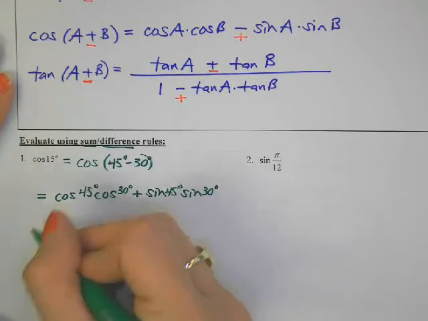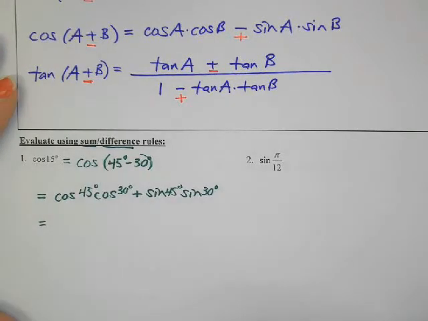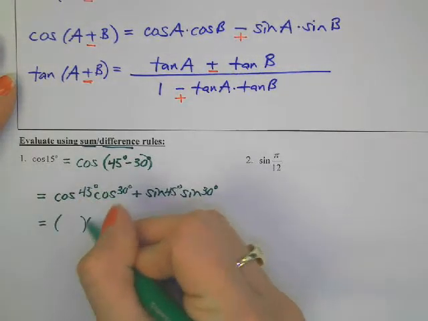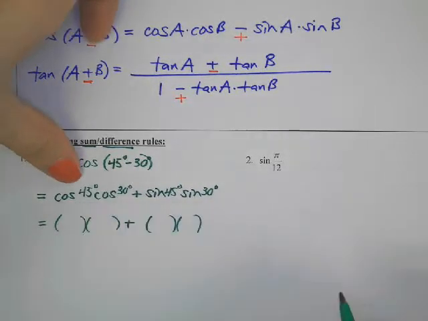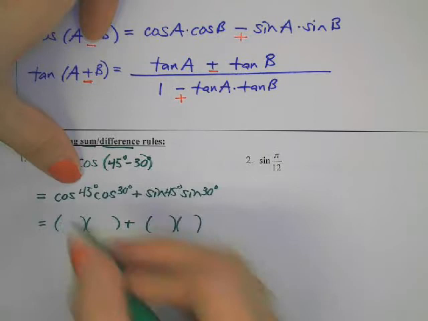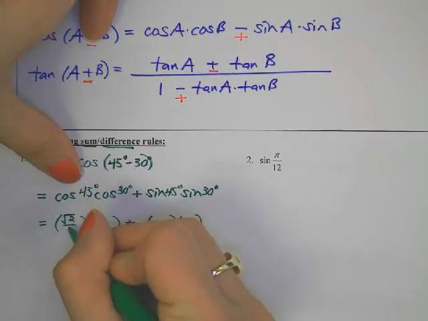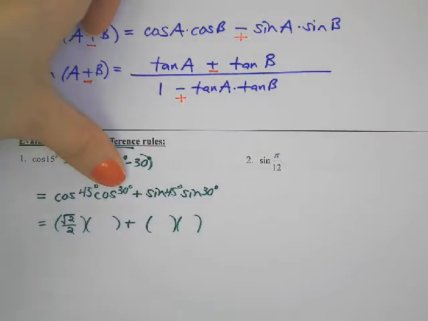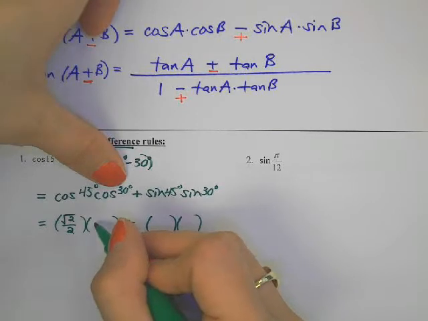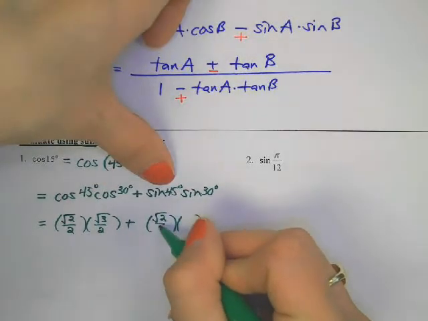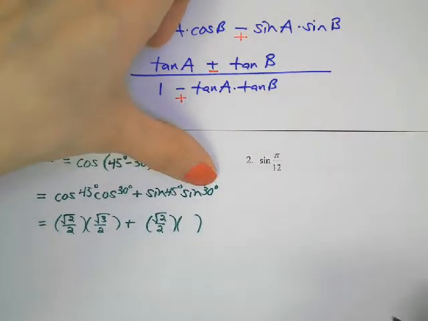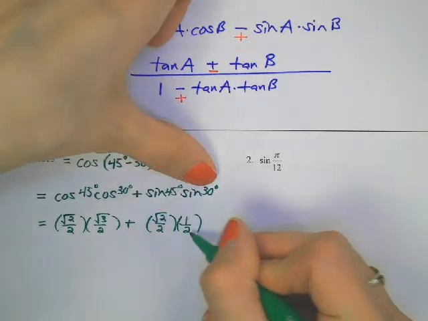Okay, and now all you have to do is tell me those angles that you know from the unit circle. If you know all of these fractions, you'll be good to go. Cosine of 45 is radical 2 over 2. Cosine of 30 degrees is radical 3 over 2. Sine of 45, radical 2 over 2. Sine of 30 is 1/2.